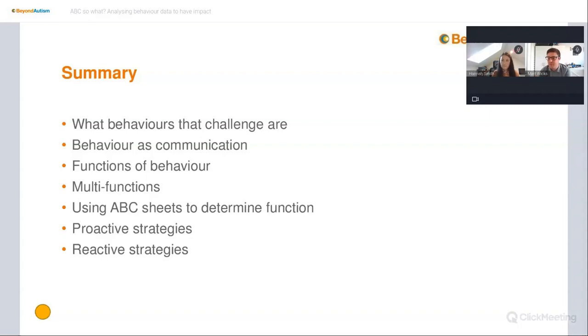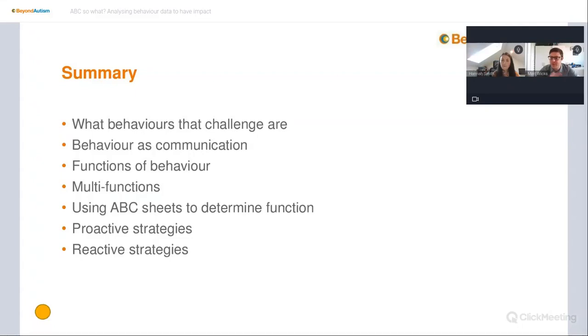We got one come through on the private chat, and it's saying, how much data should you be taking throughout the day? Is it specifically for behaviours that challenge, or can it be used in other situations? I'd say we want to make sure that all the behaviours that challenge are being recorded, because we need to get the real picture of what's happening.